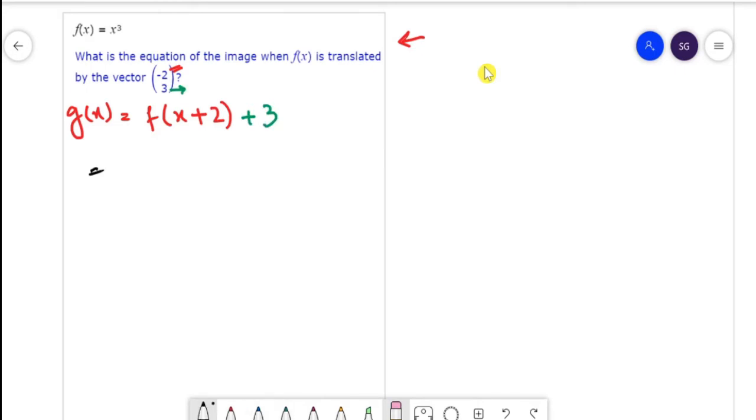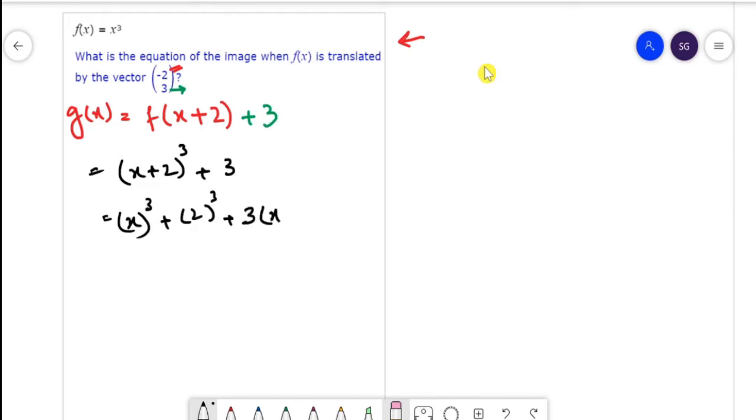And now we simplify. f of x is x cubed. It means now we will have x plus 2 being cubed and then increased by 3. If we expand it, this is x cubed plus 2 cubed. It's okay if you don't know the identity, you can multiply it manually, but I'm using an identity here.